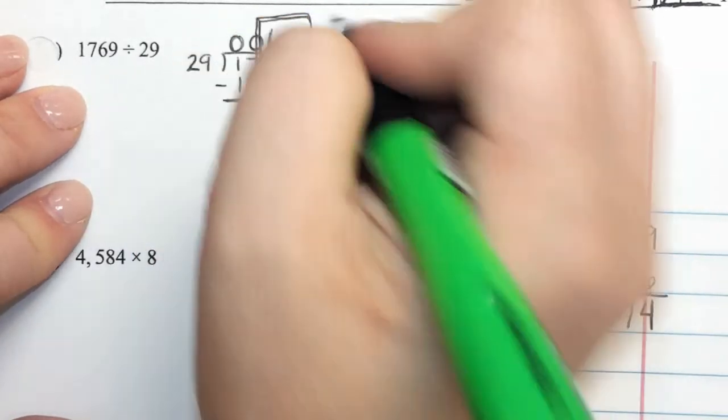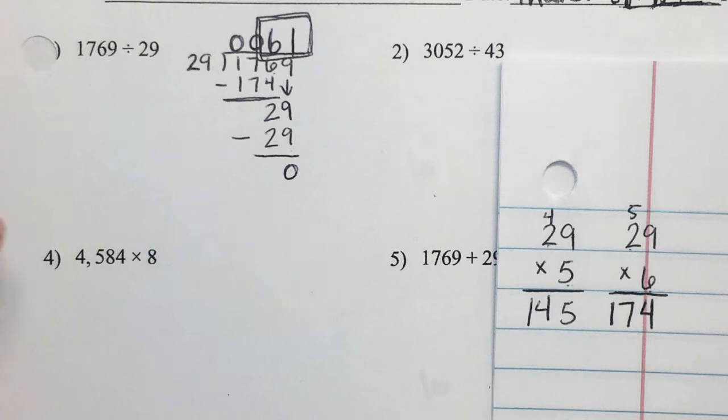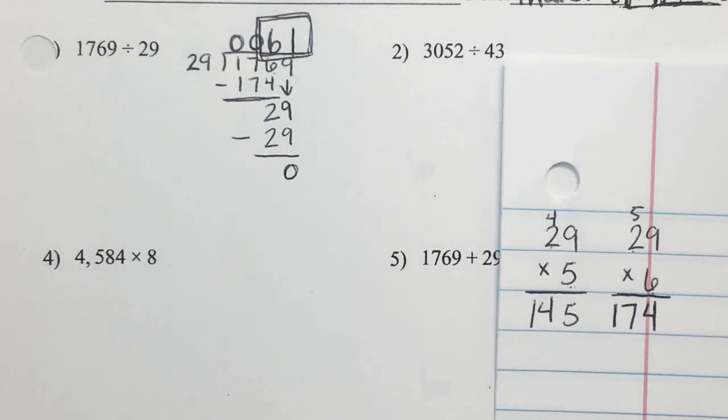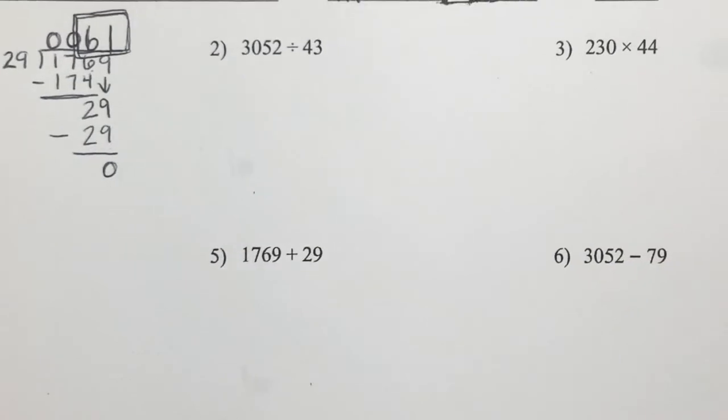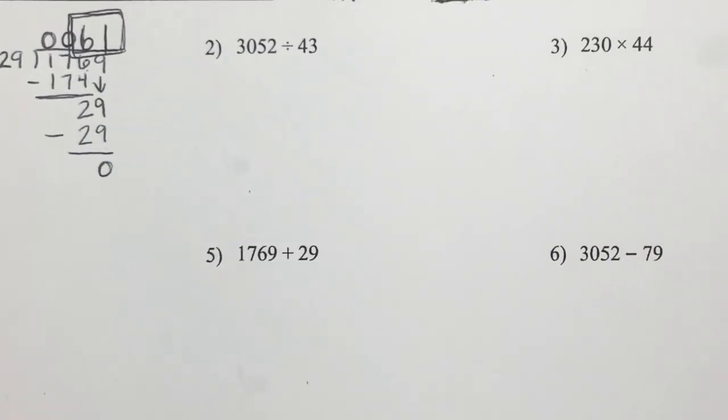All right, please notice that I did not circle those zeros as my answer. It's just the 61. All right. Now we're ready to do number 2.